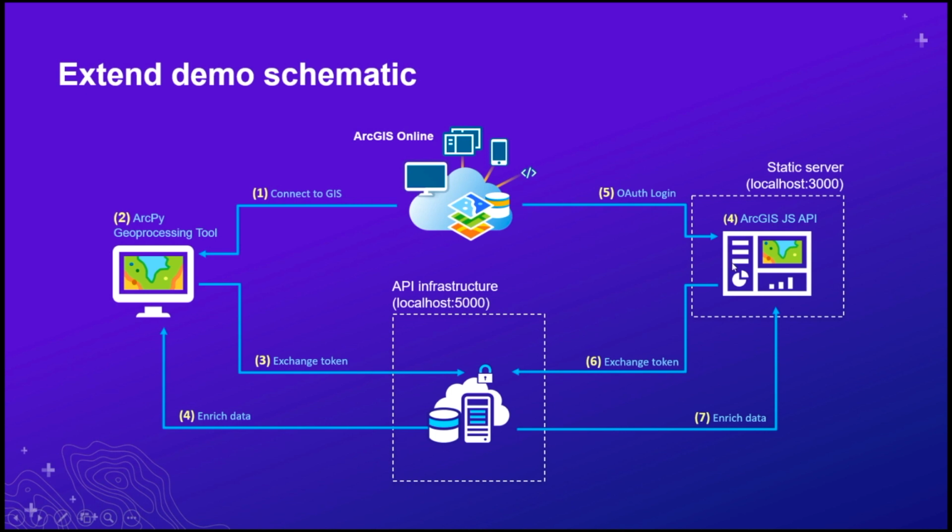I then, similar to before, exchange that token for an API token on my backend. The backend ensures that that user and the token are valid and everything matches up, and in return returns an API token. And then I use that API token along with the parameters that I click through in the application to call back to the enrichment service and get the results from that custom enrichment service.